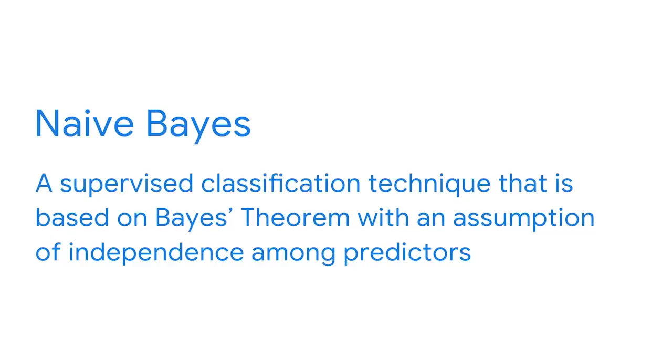You'll do this by building a model called naive Bayes. Naive Bayes is a supervised classification technique based on Bayes' theorem, with an assumption of independence among predictors. The effect of the value of a predictor variable on a given class is not affected by the values of other predictors. Let's break it down.